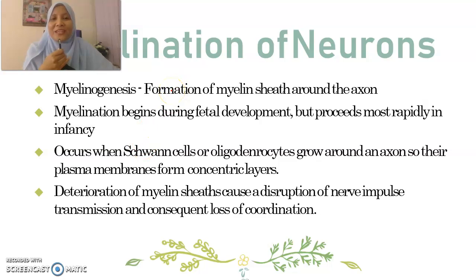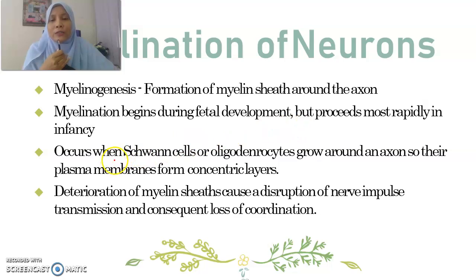Okay, so class will continue again on the next part of the first chapter, myelination of neuron. Myelinogenesis is the process where the myelin sheath forms around the neuron or axon. Where does it begin? It begins during fetal development inside the woman's womb, and then it proceeds most rapidly during infancy, from 1 up to 12 months old.